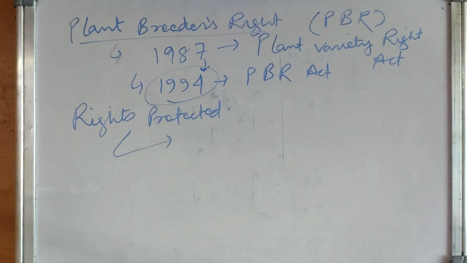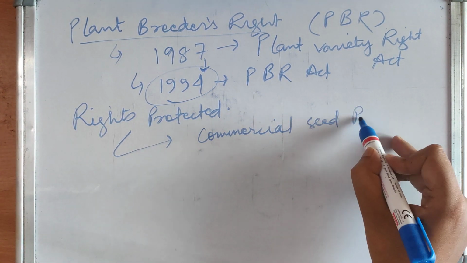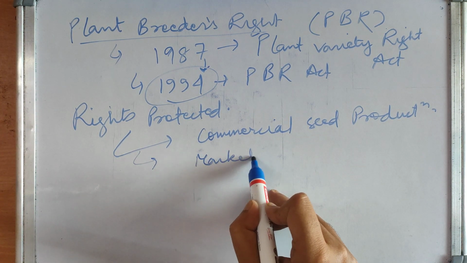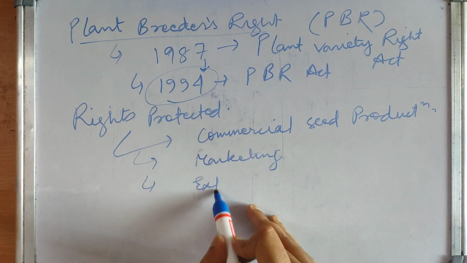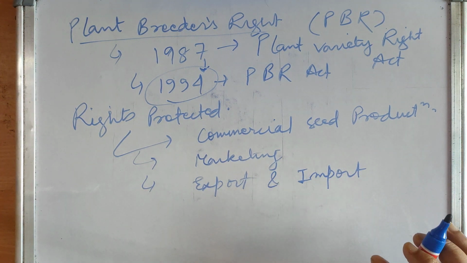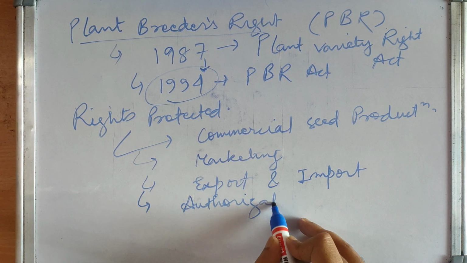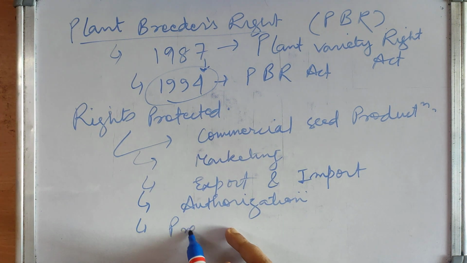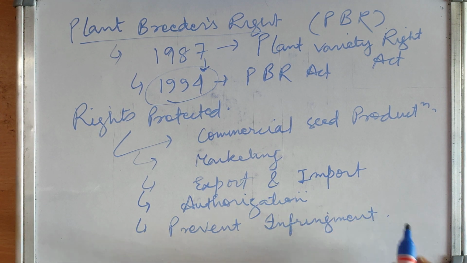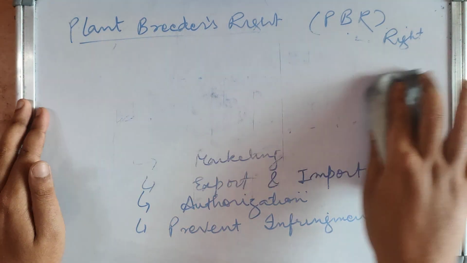The rights are, first of all, the right for commercial seed production, the right for marketing, the right for export and import, the right for authorization, and the right to prevent infringement. So these are the rights protected. Now what are the merits of plant breeders' right?